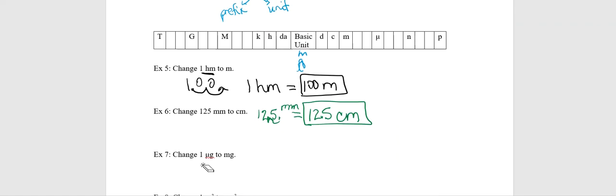This time we're changing micrograms to milligrams. Always looking for those prefixes, micro to milli. Micro is here and milli is here. So 1, 2, 3. Now you might be asking, why do you have some blank squares or rectangles in there? There are actual prefixes in there. They're just not used as often.